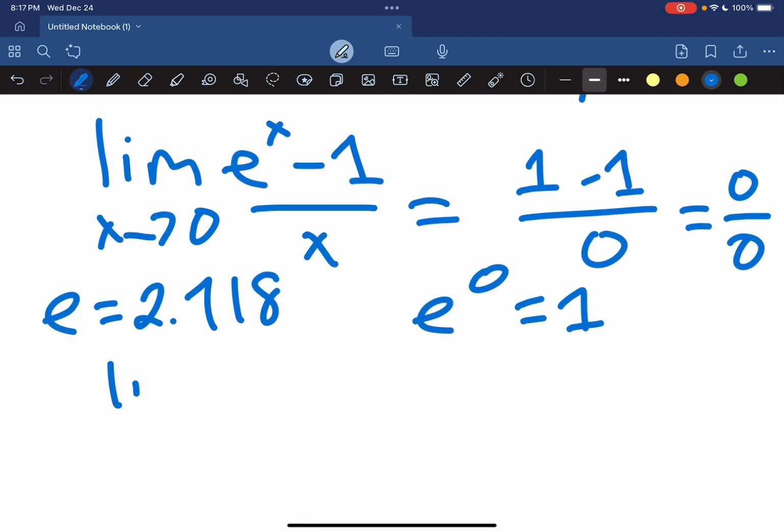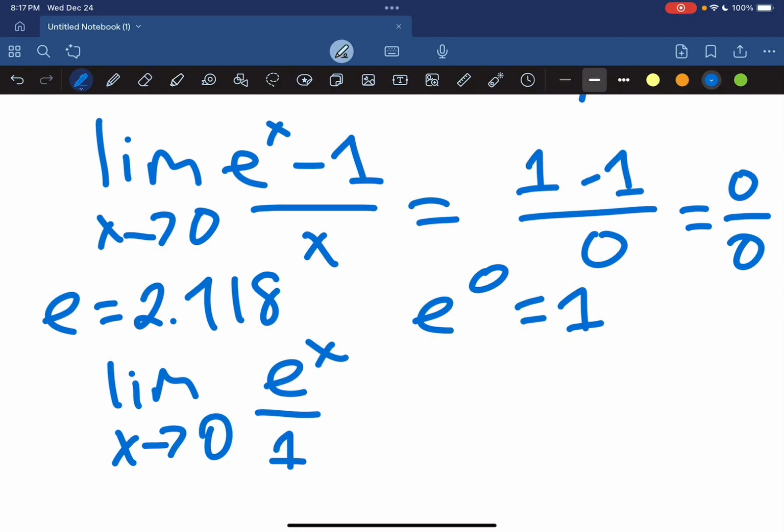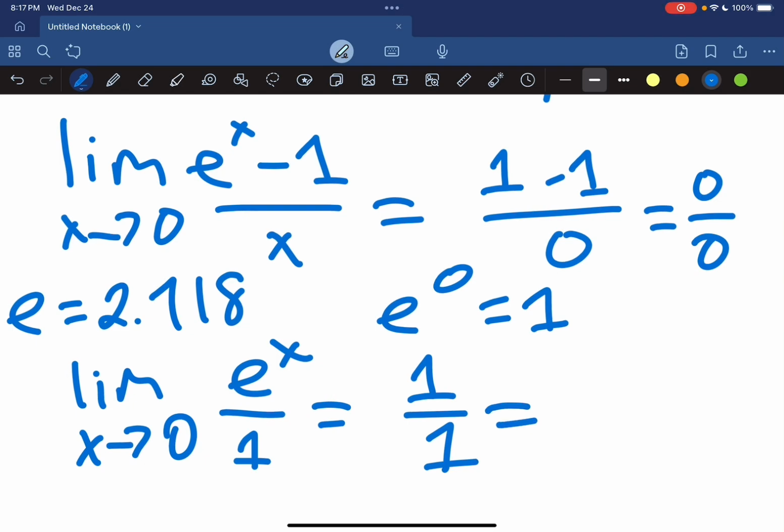So in that case, we can use L'Hospital's rule, and we can differentiate this to that. So then we have 1 over 1, so that would be 1, okay?